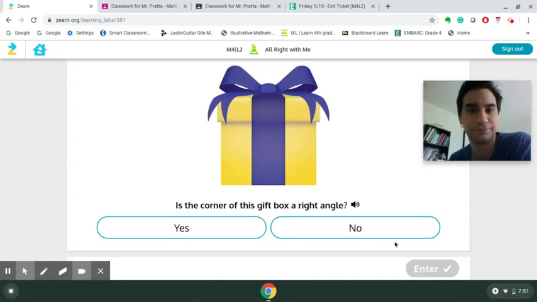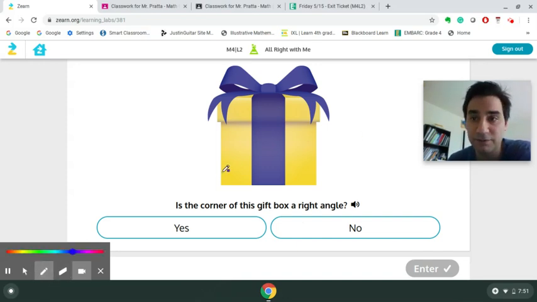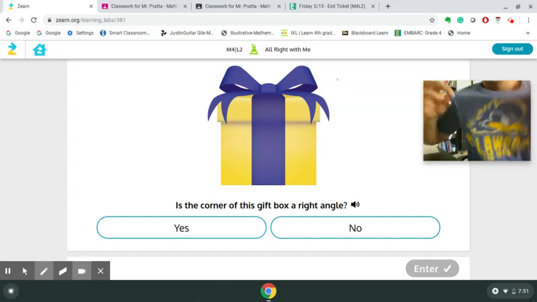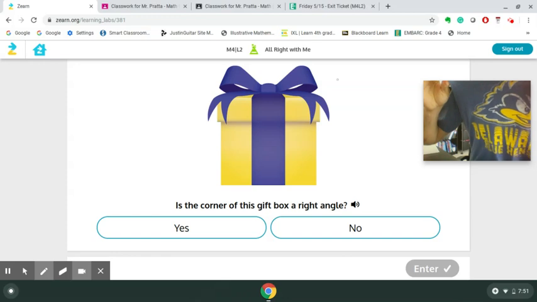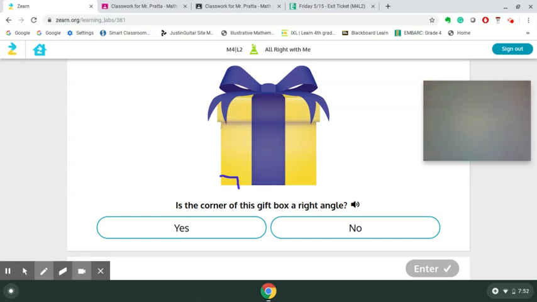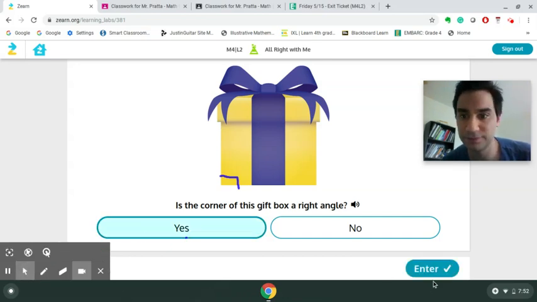Great job. How about the corner of this gift box right here? Lovely colors too. Oh, and look at that. University of Delaware colors. Go Blue Hens. Booyah. All right. Yes, it is. I'll use my piece of paper just to check. Yep, it matches up. The corner is a right angle.